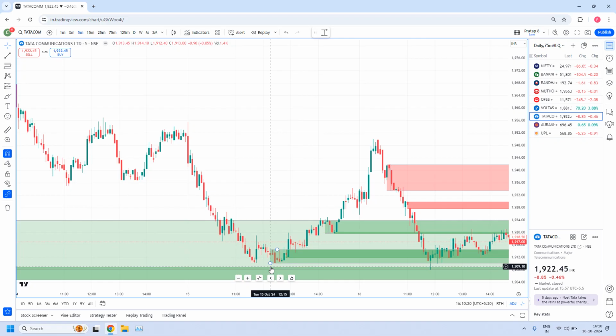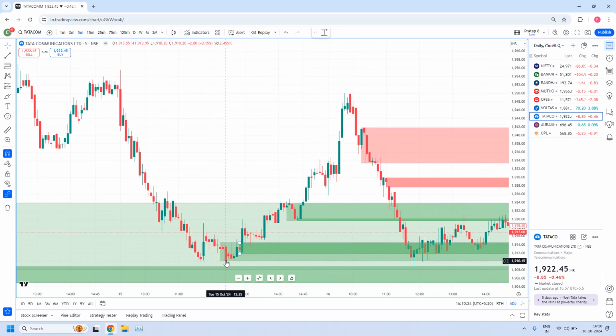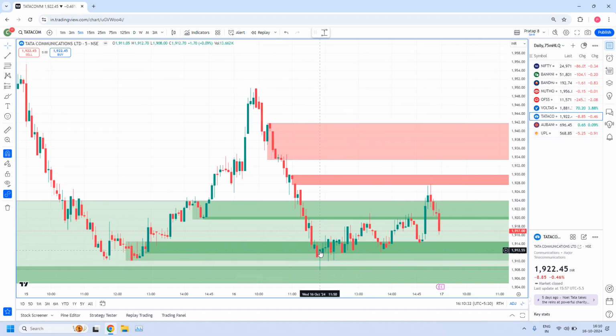Previously also, one more time it came. During this zone creation, you see the prices came very near to this zone, and just before this zone again they started moving up. And today you see what happened. Once again prices entered into this zone.